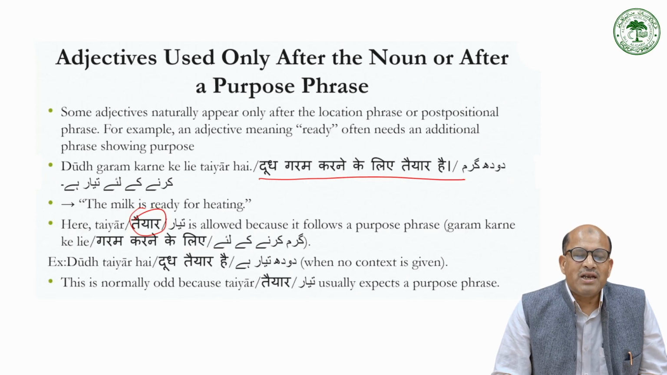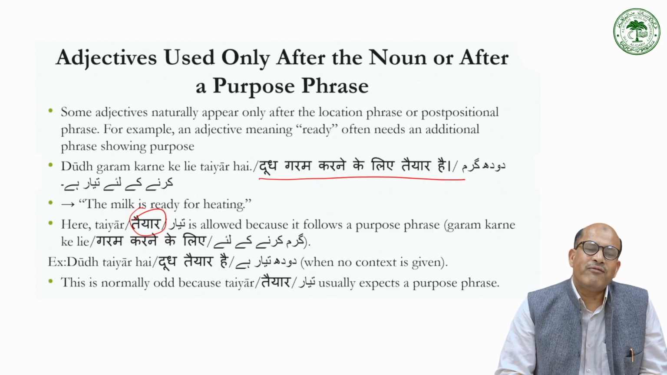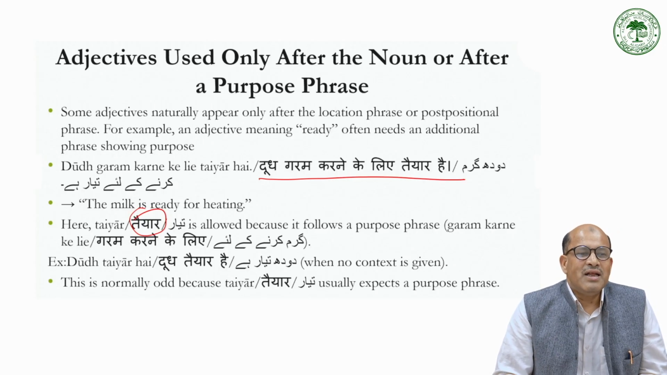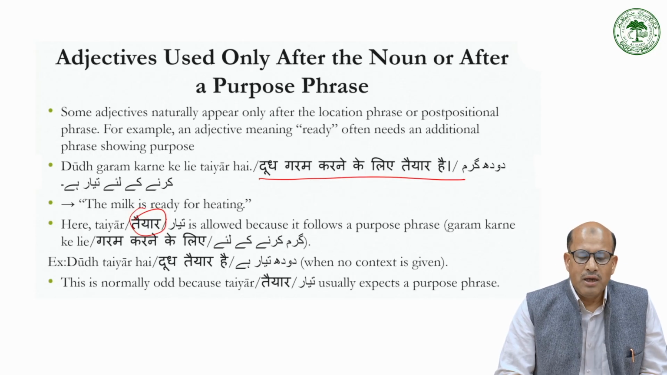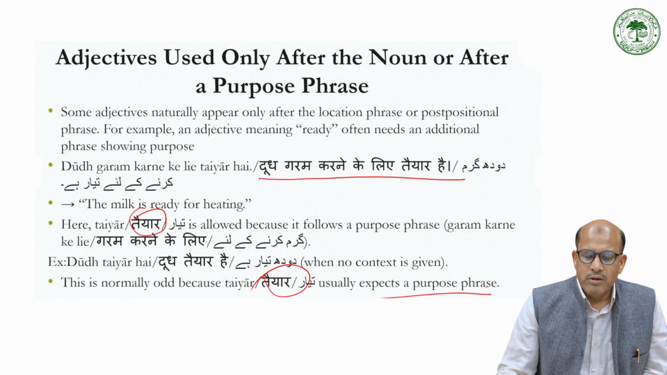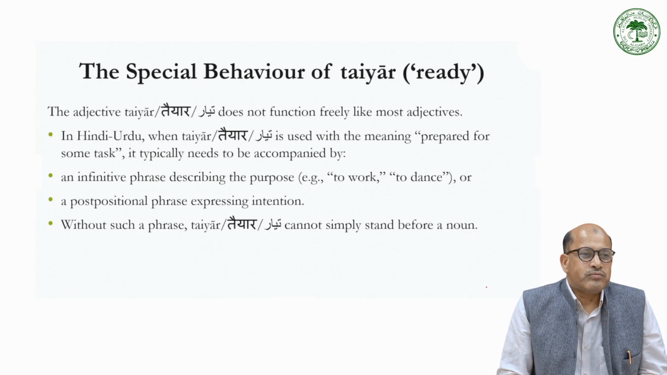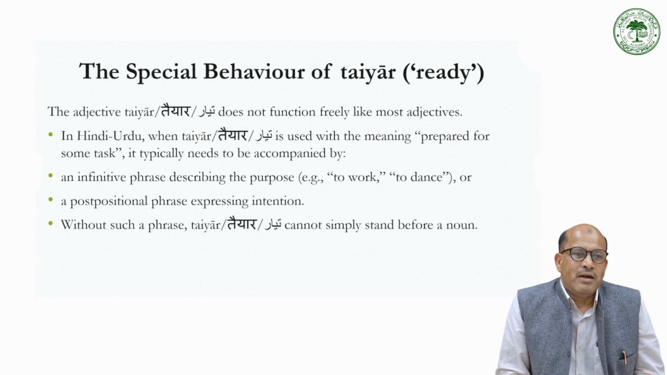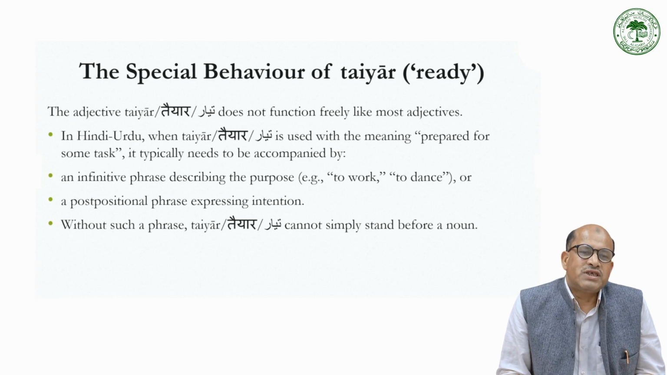However, if you say दूध तैयार है, when no context is given, there is no context for why the दूध is ready. If context is not given, this is normally odd in Hindi Urdu because तैयार usually expects a purpose for which it is to be used. So the adjective tayyar does not function freely like most adjectives.